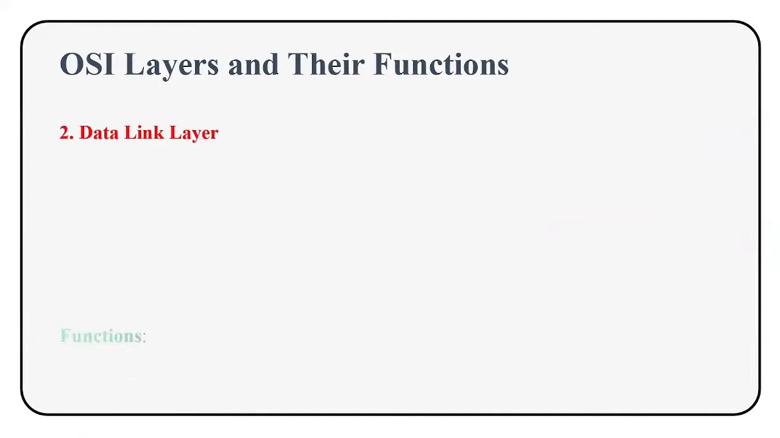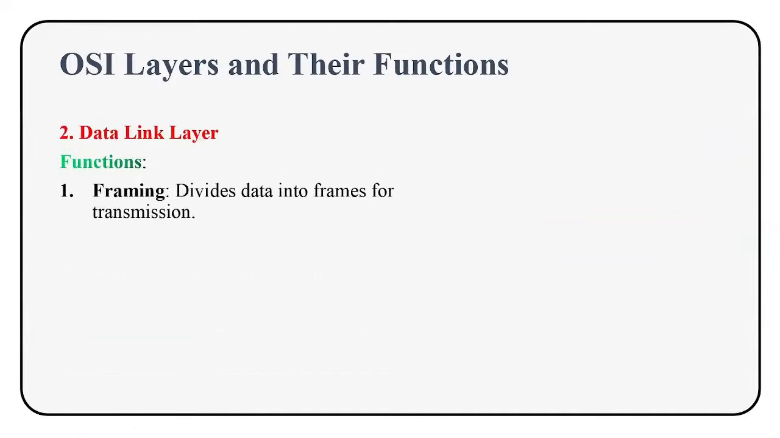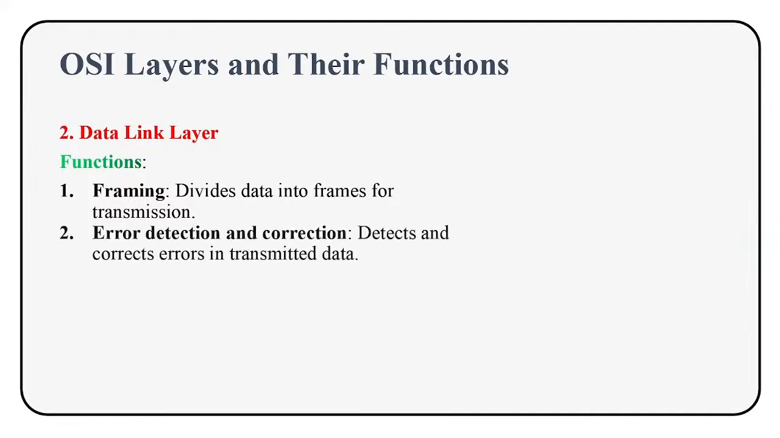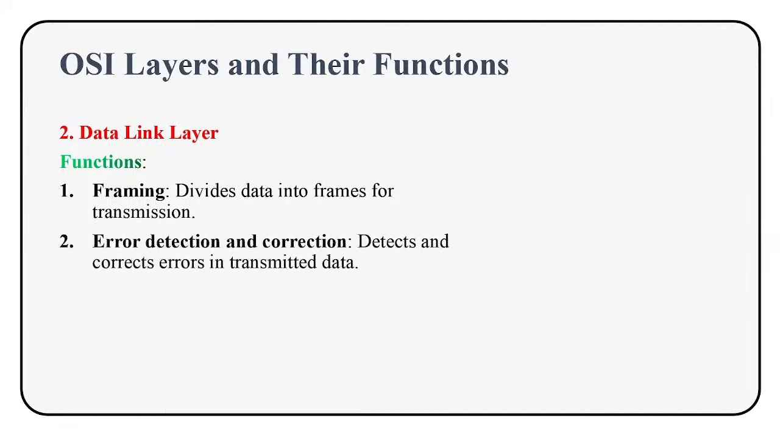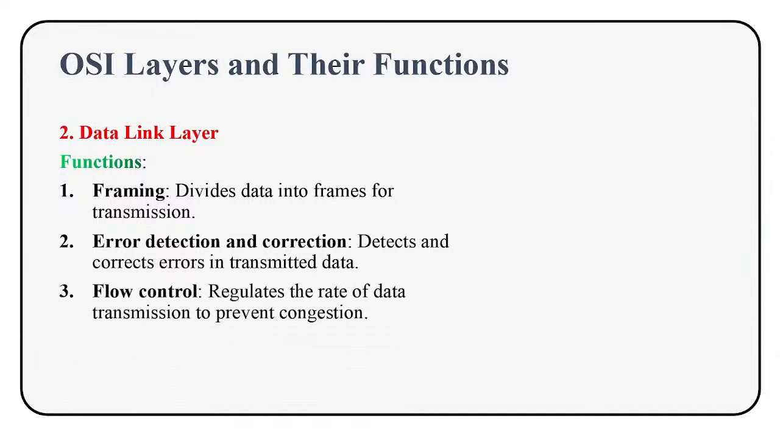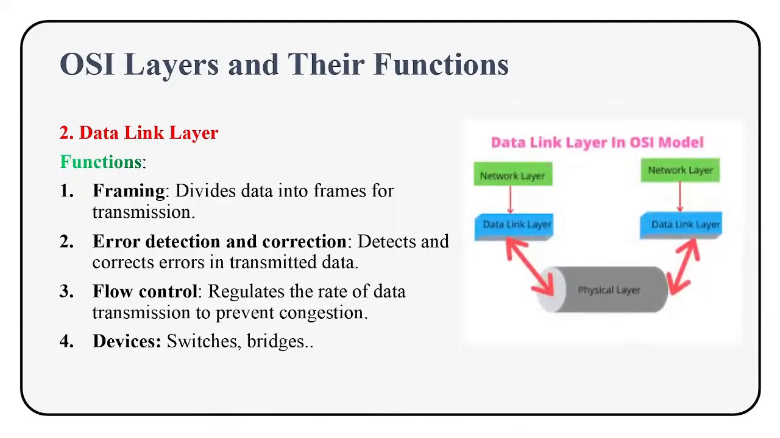Then the next one is the data link layer. In the data link layer, framing is done: it divides the data into frames for transmission purposes. Error detection and correction is done in the data link layer: it detects and corrects errors in the transmitted data. Flow control is managed in the data link layer, so it regulates the rate of transmission to prevent congestion. And switches and bridges are the devices which are basically used in the data link layer.